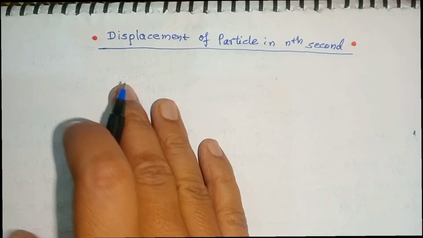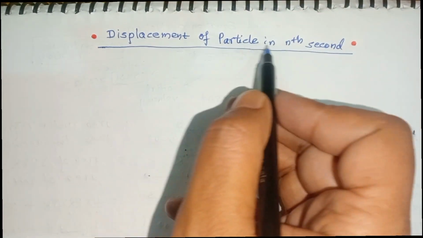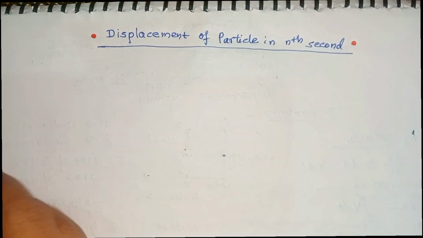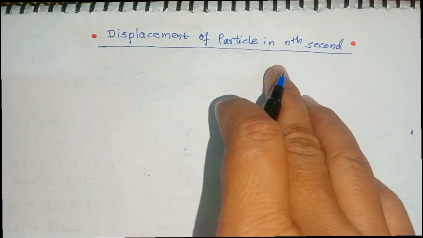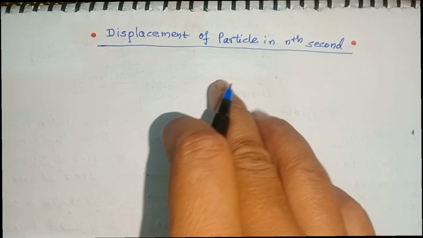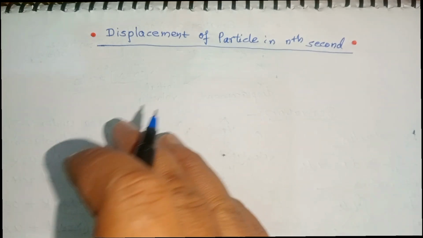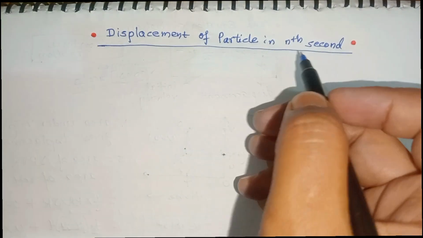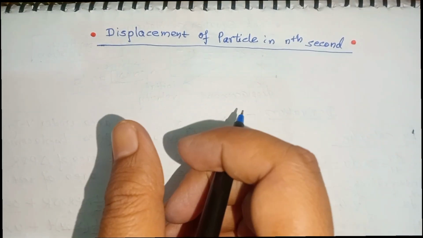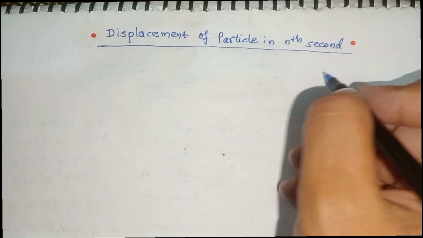Let us understand the topic. Distance traveled by a particle in nth second is what? Let us say, what is the distance traveled in the 5th second? What is the distance traveled in the 6th second? That is the proper nth second. Okay, this is quite simple to understand.